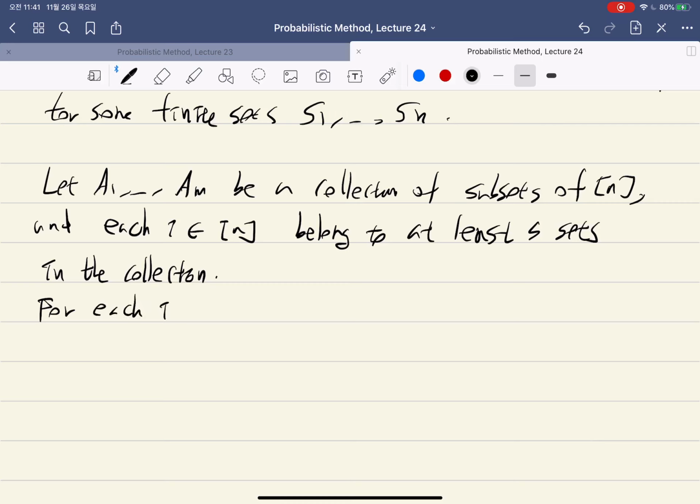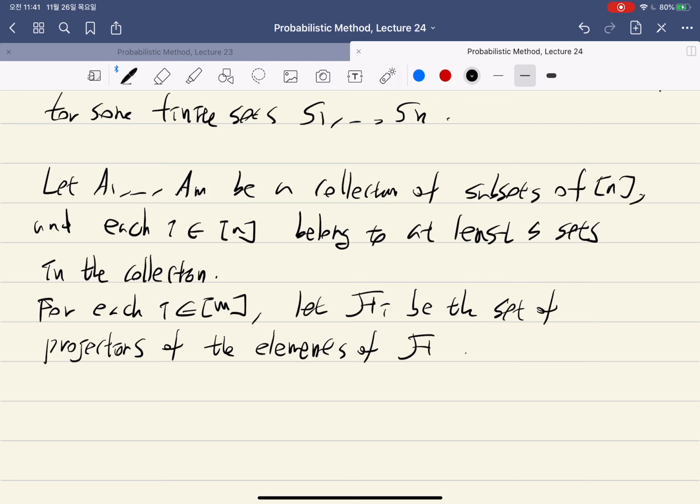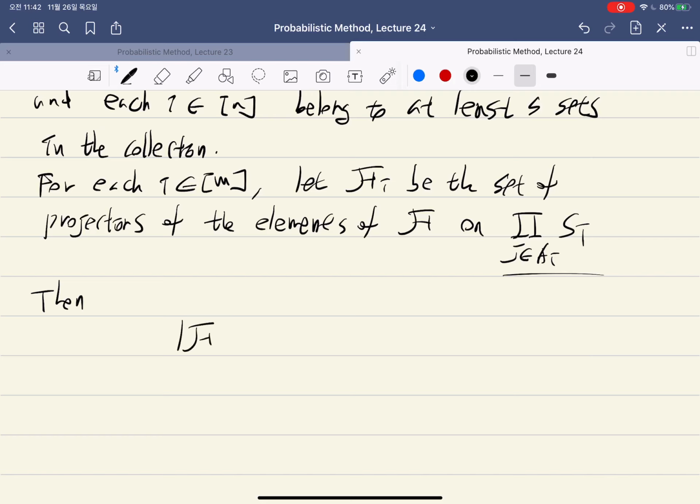So for each i, let F_i be the set of projections, all projections of the elements of this calligraphic F on the smaller product. Then we want to say that the number of vectors in this calligraphic F, to the power S, is at most the multiplication of all these calligraphic F_i.